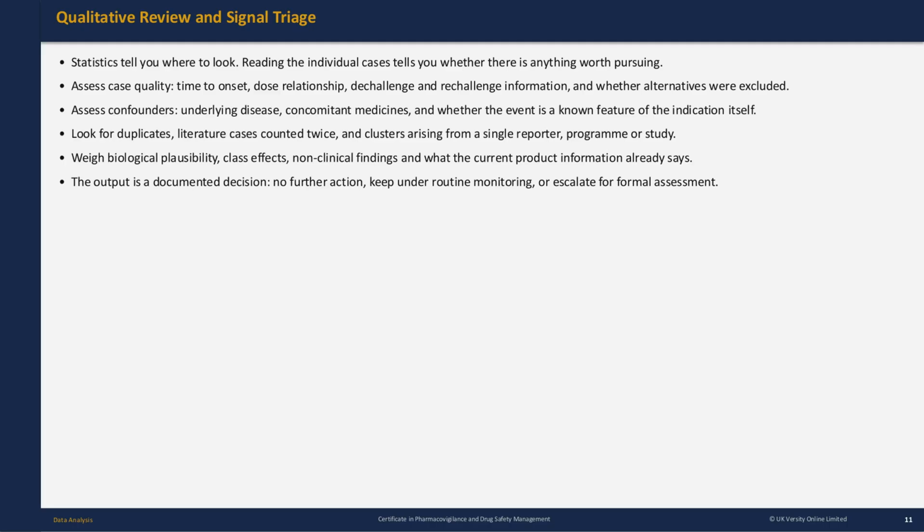Qualitative review and signal triage. Statistics tell you where to look. Reading the individual cases tells you whether there is anything worth pursuing. Assess case quality, time to onset, dose relationship, de-challenge and re-challenge information, and whether alternatives were excluded. Assess confounders, underlying disease, concomitant medicines, and whether the event is a known feature of the indication itself. Look for duplicates, literature cases counted twice, and clusters arising from a single reporter, program, or study.